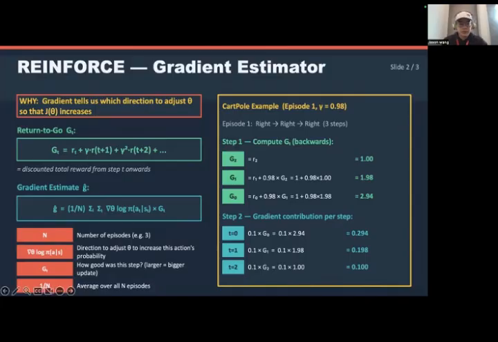Looking at the example on the right here, episode 1 went right. This is 3 steps, computing G sub t backward and so on. And then we got the gradient estimate score.